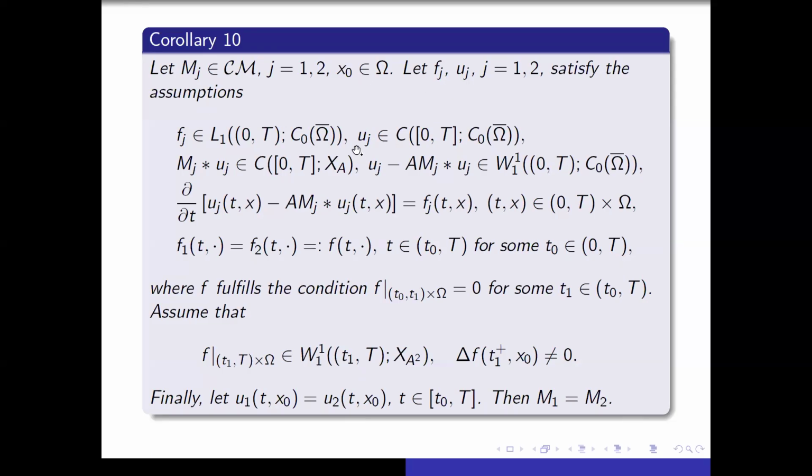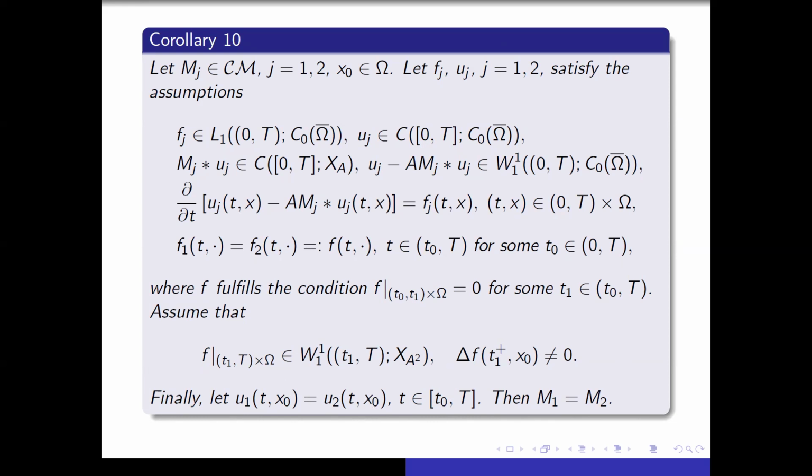This is principally the direct application of the theorem in such a case of X and D_A that I defined before. Let's also look at the conditions for f here. This is the condition from D0 to T1, and from T1 to capital D it is differentiable in such a form, and also the Laplacian of f at T1 plus at x0 is not 0. This is the non-vanishing condition. And this is the condition at the point x0, and then m1 is equal to m2.